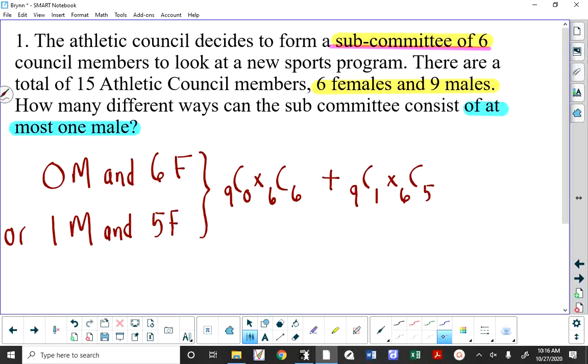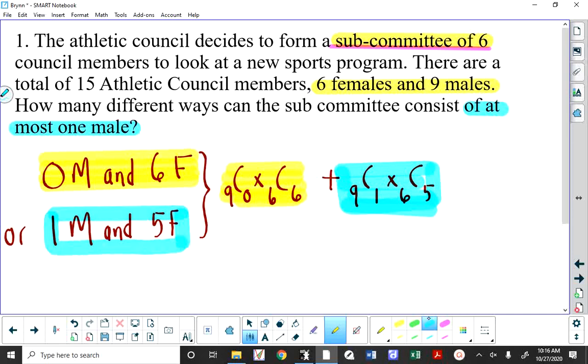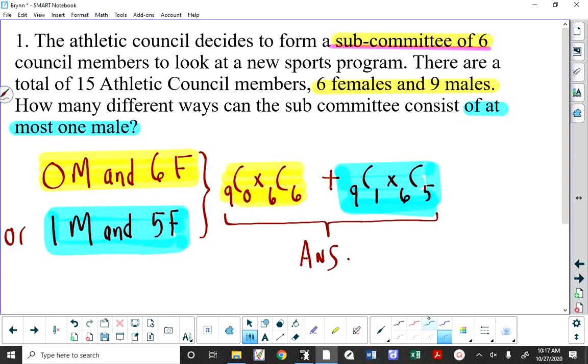So just to make sure you're catching my drift here, this is how many committees have 0 males and 6 females. This is how many committees have 1 male and 5 females. So what you're going to do is add this all together. This total here, whatever this number is, will be the answer. And I'll leave it up to you to actually calculate that.